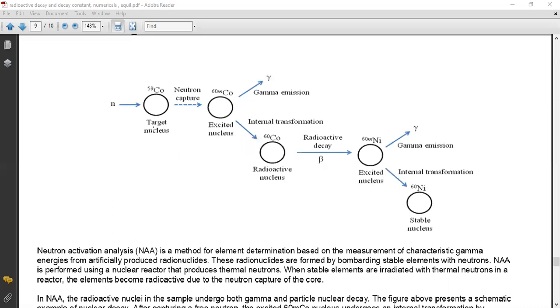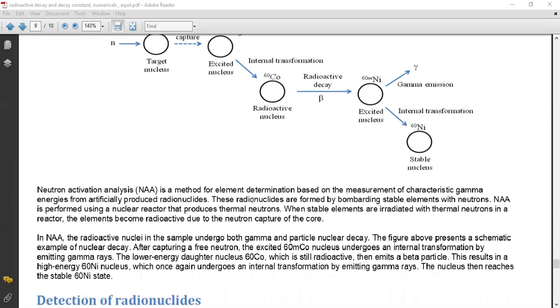Here n is a neutron that hits the target nucleus, that is cobalt 59. Neutron capture occurs, and an excited nucleus forms. It is a metastable, excited nucleus. Then it emits gamma radiation, or it undergoes internal transformation, giving radioactive cobalt 60, which undergoes radioactive decay, emitting a beta particle to give an excited nickel 60 nucleus. It emits gamma radiation, and in order to stabilize, it is converted to nickel 60. It's a stable nucleus.